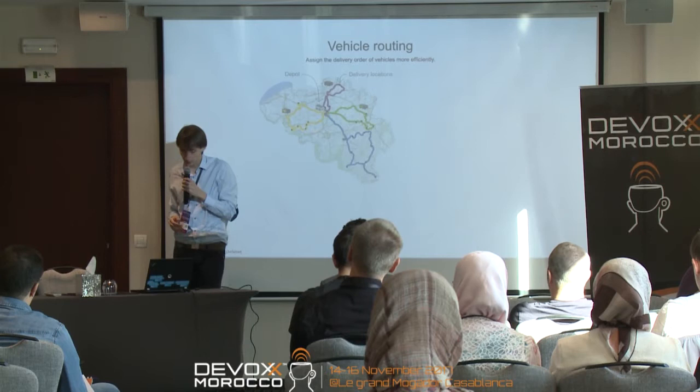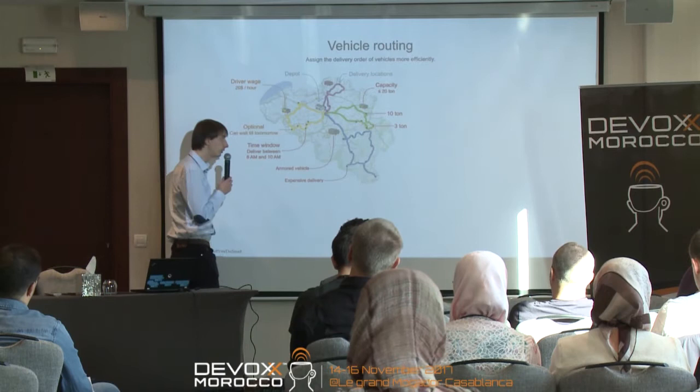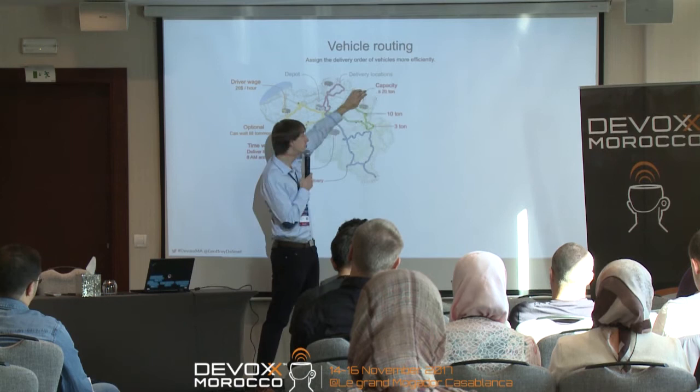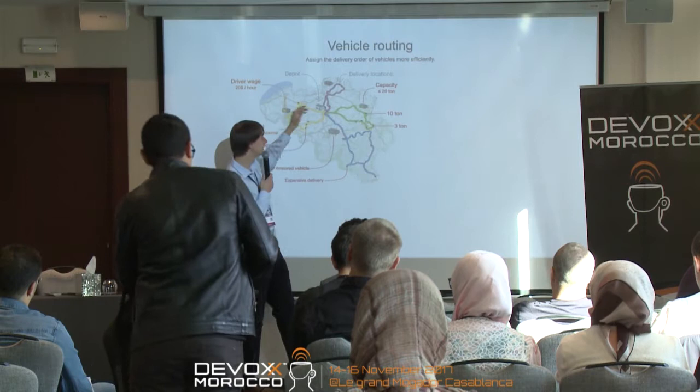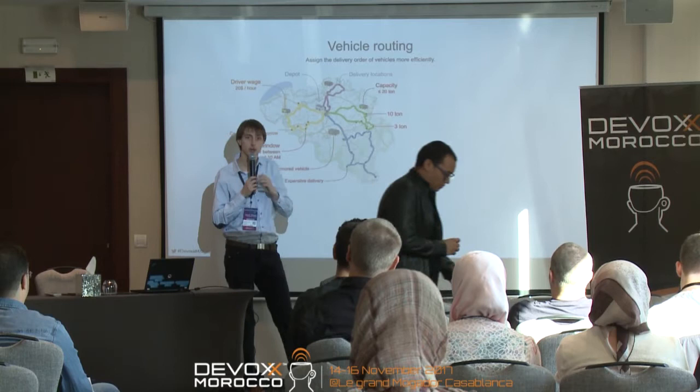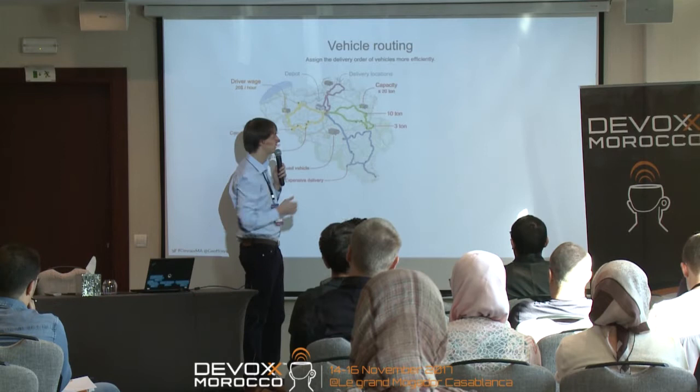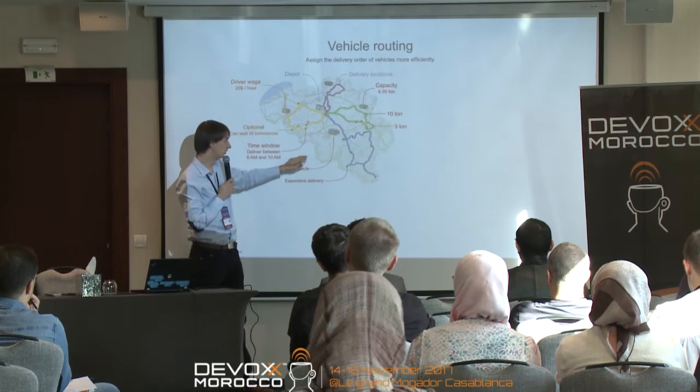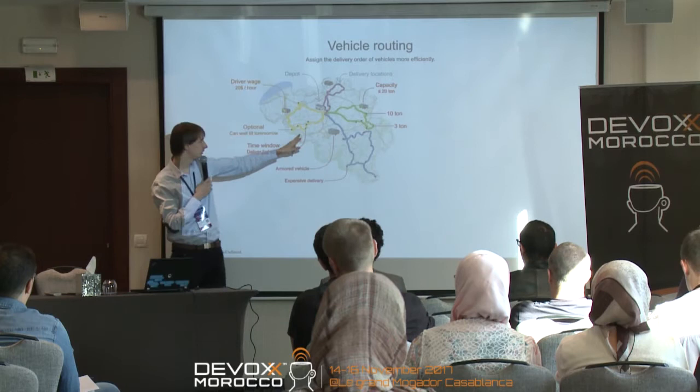So what kind of constraints do we have? Well, the first constraint is that each vehicle has a maximum capacity. In this particular case, the maximum capacity for this vehicle is 20 tons, and it can differ per vehicle, of course. We need to deliver 10 tons over here, 3 tons over there, and so forth. A vehicle cannot carry more than its capacity. We might have other constraints, like an expensive delivery over here, where we need to use an armored vehicle with an extra guard inside. Or time windows where we need to deliver between 8 and 10 a.m. because then the store is open and there's somebody there to open the door, things like that.